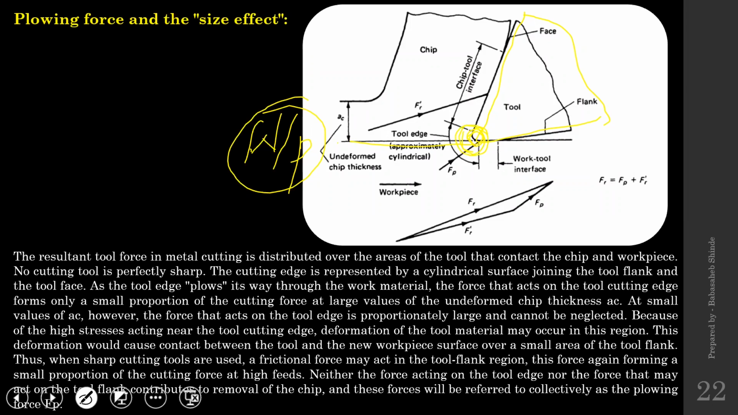Second, when chips are formed and are moving in this direction across the rake face of the cutting tool, the chips will be in contact with the cutting tool over here, and that region is called the chip tool interface. That is the second region.